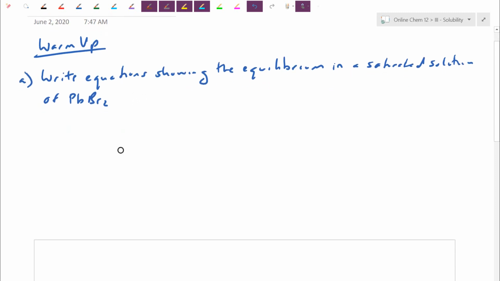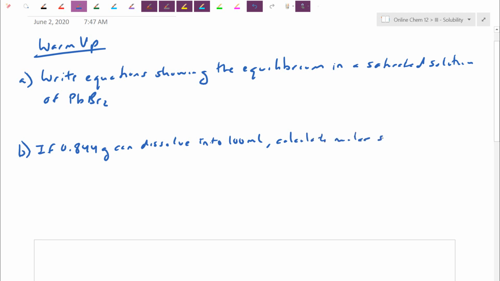Part B of the problem: if 0.844 grams can dissolve into 100 milliliters, I want you to calculate the molar solubility. So calculate the amount that dissolves in moles per liter. And then C, I want you to find the concentration of lead ions and the concentration of bromide ions in solution. All right, so I'd encourage you to pause the video and give that a try for yourself.